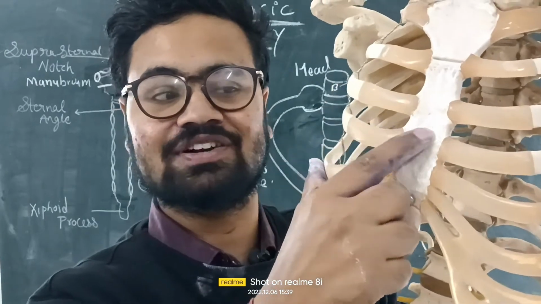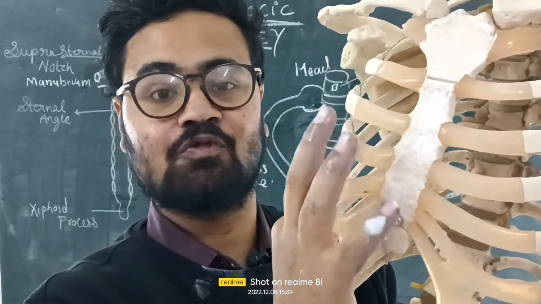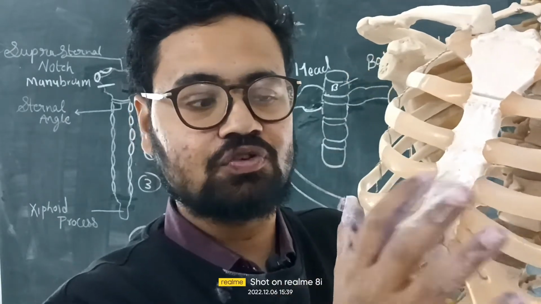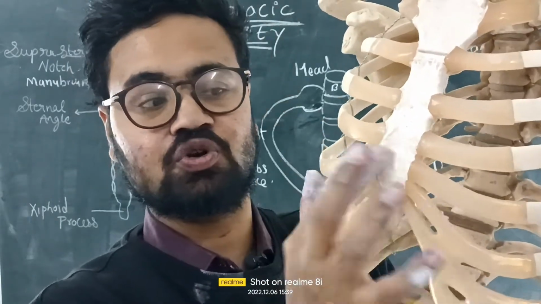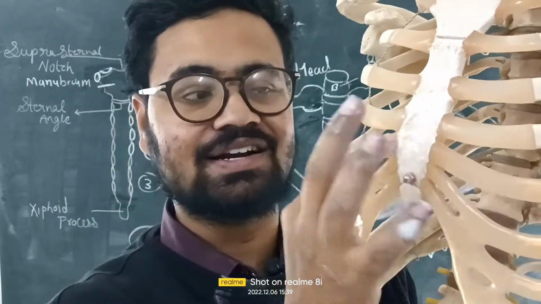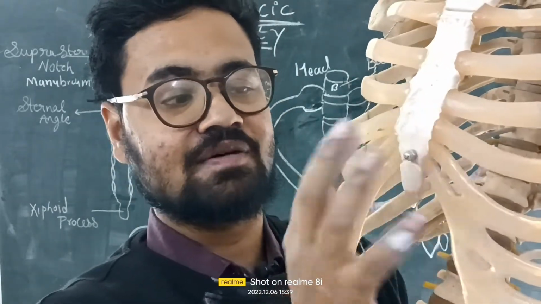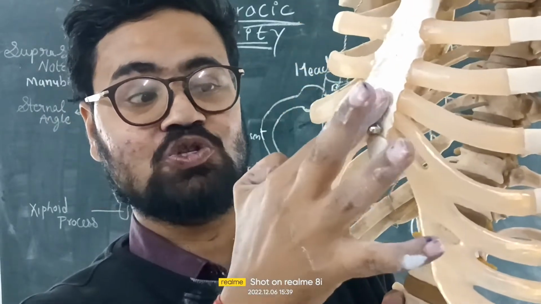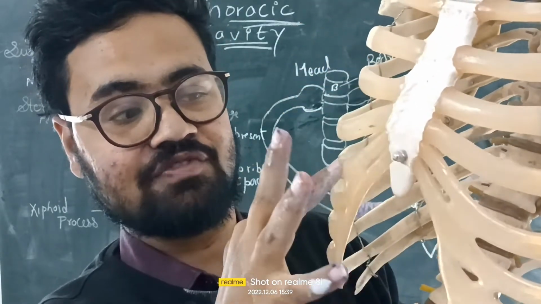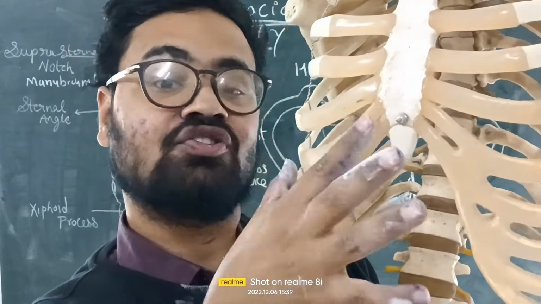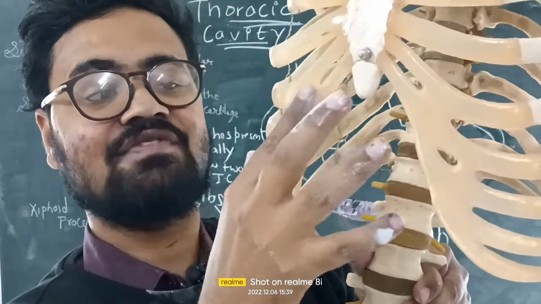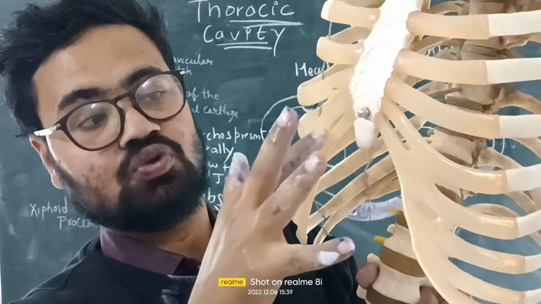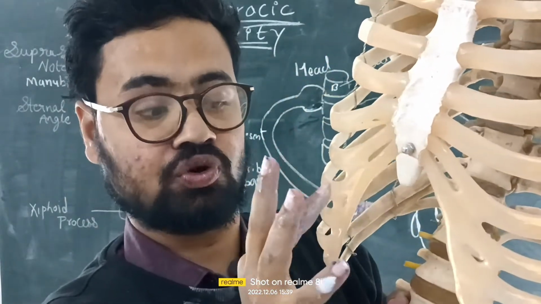The fourth rib is attached to the sternum with the help of articulation with the costal cartilage, so it is also a true rib. The fifth rib is also a true rib because it is also directly attached with the sternum. The sixth rib is also directly attached to the sternum with the help of costal cartilage, so it is also a true rib. And the seventh rib is also directly attached to the sternum, so it is also a true rib.